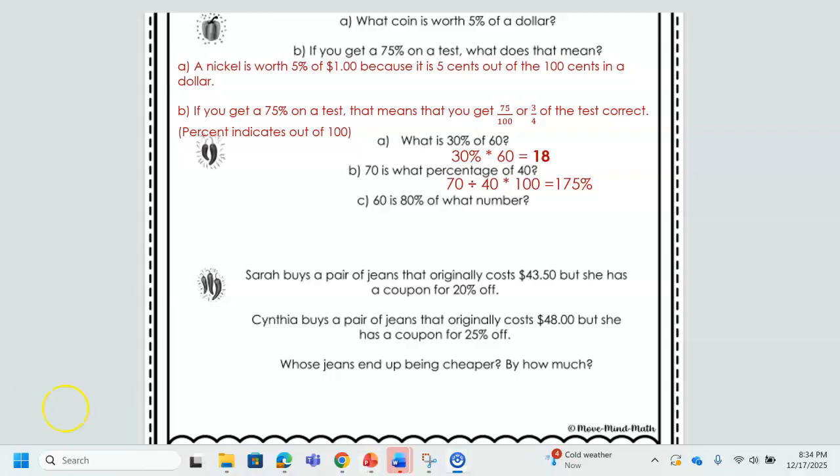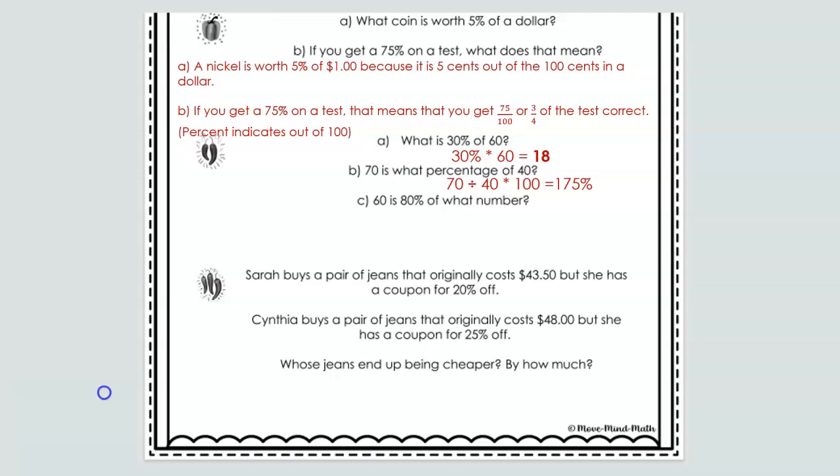70 is what percentage of 40? Well, you will take 70 divided by 40 and then times the 100 to get 175%. The last one, 60 is 80% of what number? Well, we're going to take 60 times 100 divided by 80 for 75.